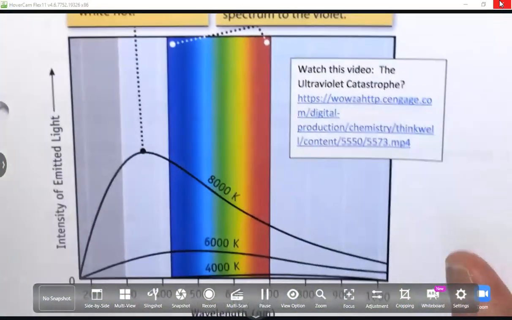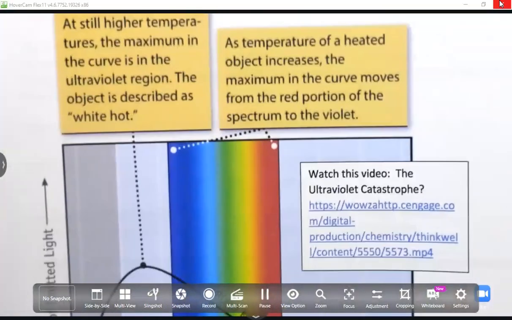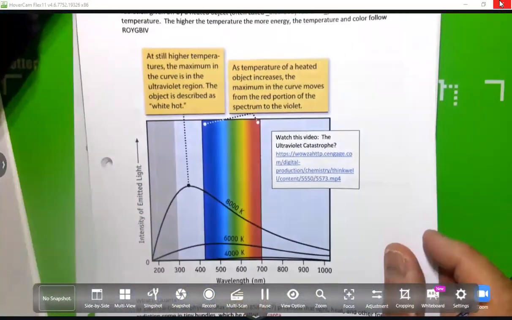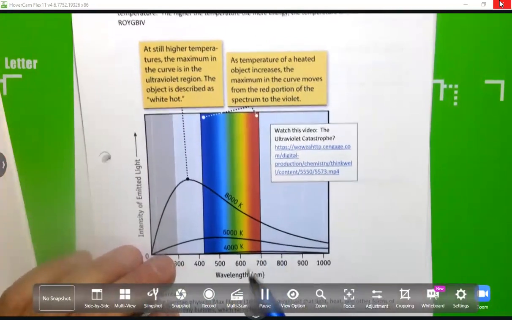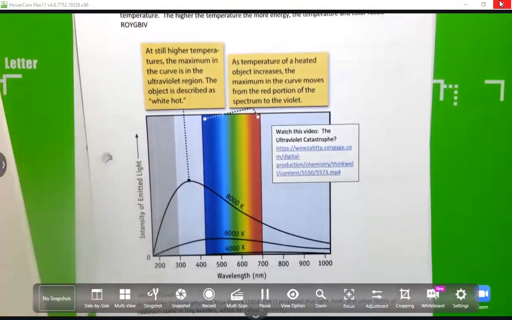Let's look at this. We can look at the color of something, and the color relates to its temperature or heat intensity.